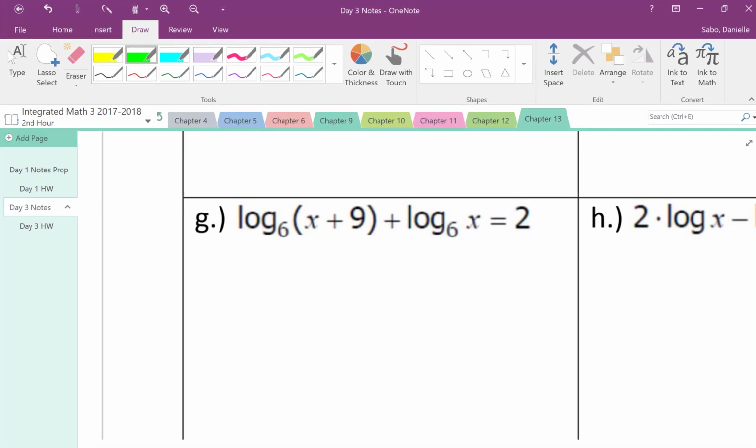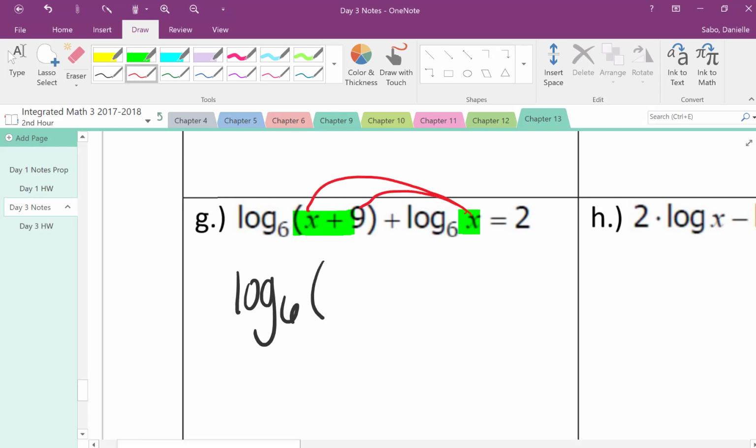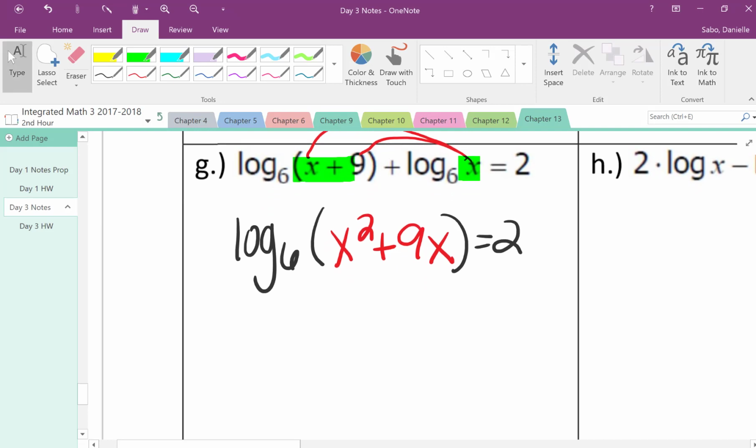Whenever I have adding, that really means doing what with the arguments? Multiplying. I have log base 6. I'm just going to distribute because I'm starting to get more advanced with you guys. I get x squared plus 9x. Very good. Equals 2. Questions on that part? Give you a second to write. I see a lot of hands writing, so I don't want to go too fast.